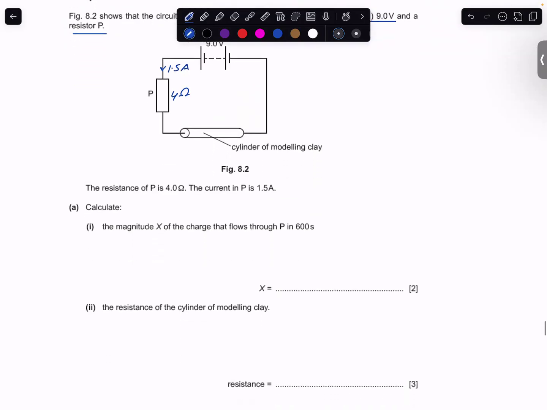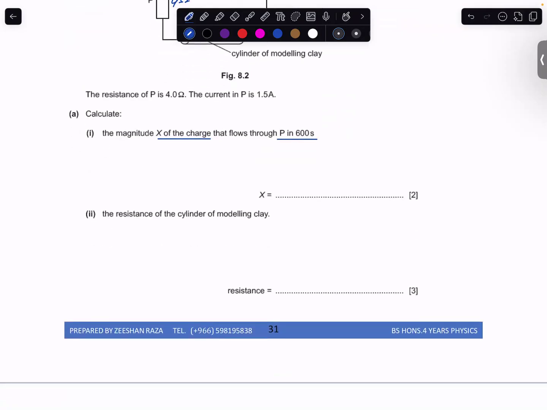The magnitude x of the charge that flows through P in 600 seconds. We can find the magnitude of the charge by using the equation I is equal to Q divided by T, and Q will be equal to I multiplied by T. So I is given 1.5 and T is given in the question, that is 600. After multiplication, we will get the answer 900 coulomb.